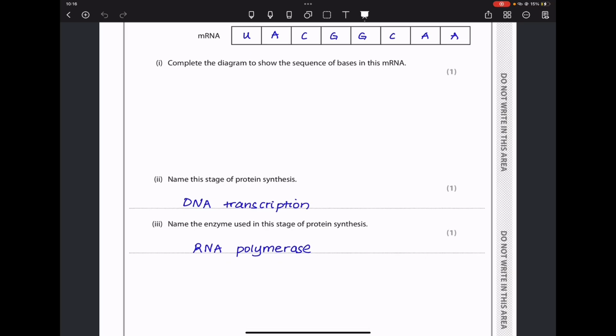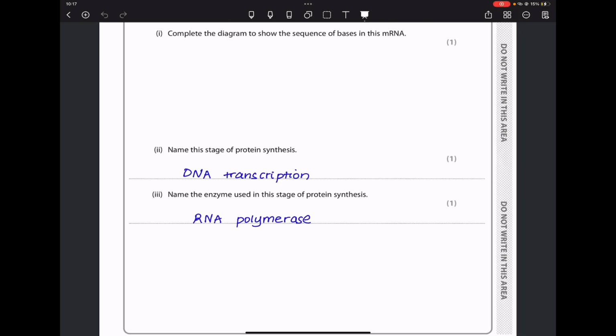Next, they say name this stage of protein synthesis. Of course, this is DNA transcription. And name the enzyme used in this stage of protein synthesis. The enzyme is RNA polymerase because we are trying to transcribe DNA into messenger RNA.